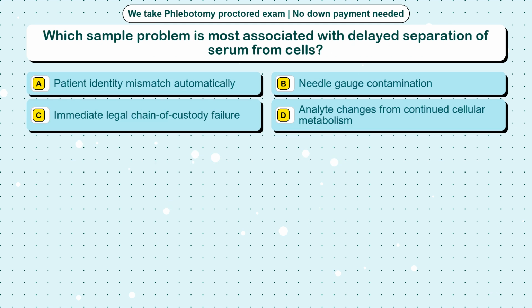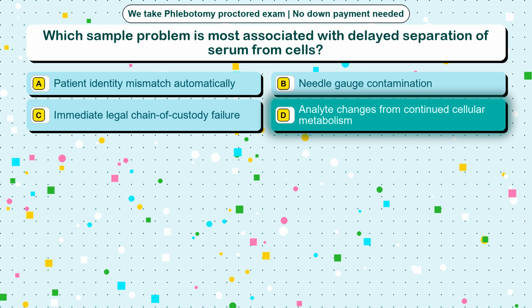Question 74. Which sample problem is most associated with delayed separation of serum from cells? Option A, patient identity mismatch automatically. Option B, needle gauge contamination. Option C, immediate legal chain of custody failure. Option D, analyte changes from continued cellular metabolism.